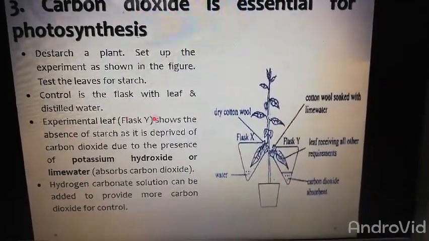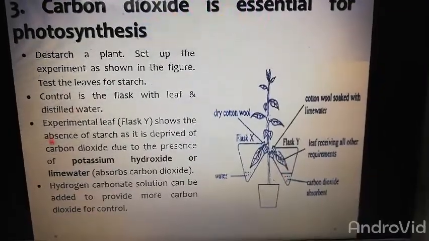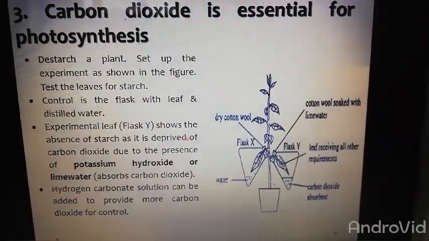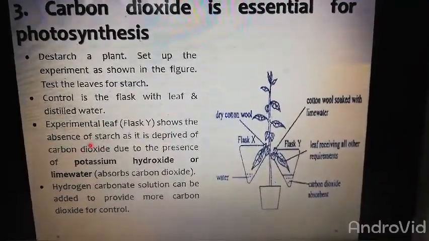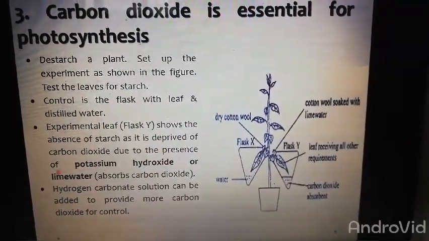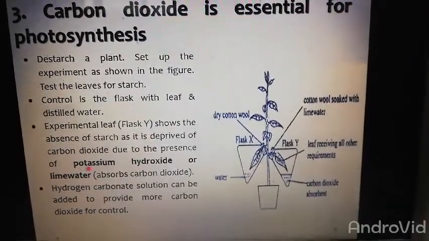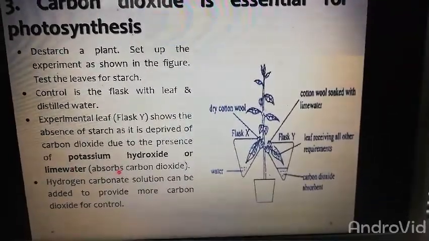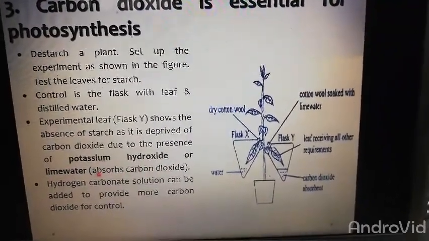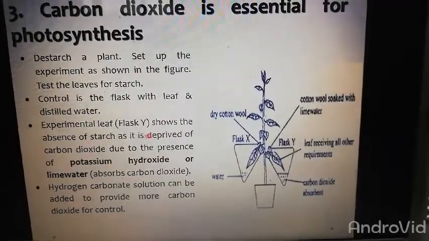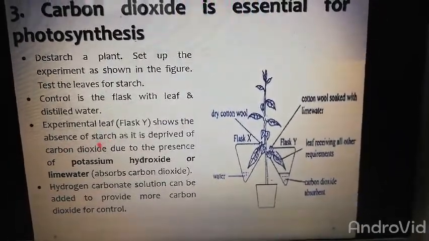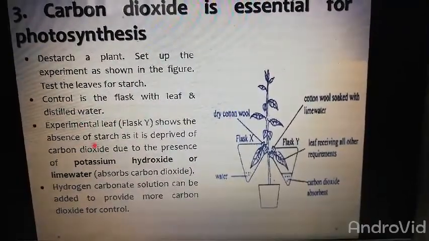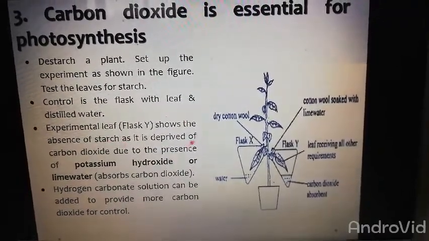The experimental leaf, which is inside flask Y, shows the absence of starch as it is deprived of carbon dioxide, which means the amount of carbon dioxide is less, due to the presence of potassium hydroxide or lime water. The function of this substance is to absorb the carbon dioxide. So without the carbon dioxide, as you can see, the amount of starch will be nothing, or 0.